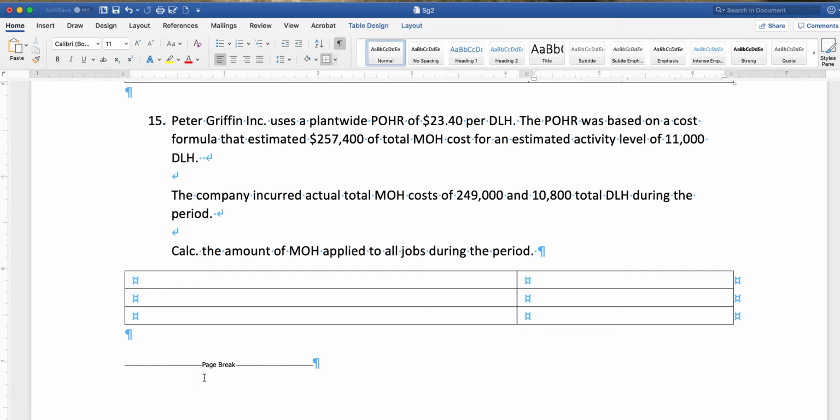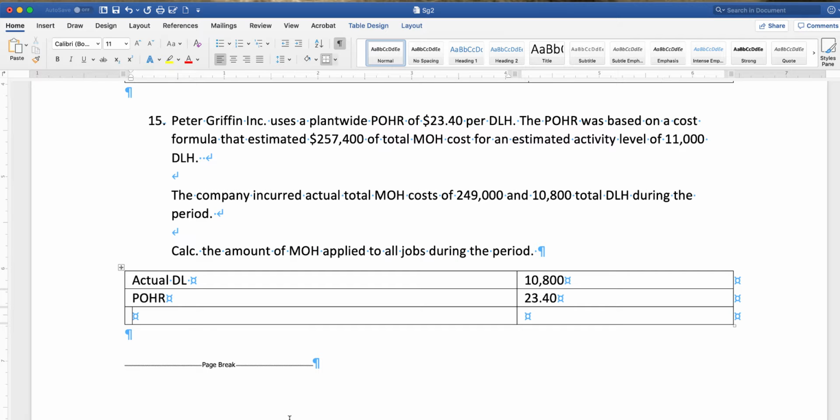But what we need to do here is apply. So remember how we apply. We take the predetermined overhead rate and we multiply it by the actual activity level that was used. So first thing we're going to put is, what is the actual direct labor? Well, the actual direct labor from the problem is 10,800 hours, right? What is the predetermined overhead rate? It's $23.40.